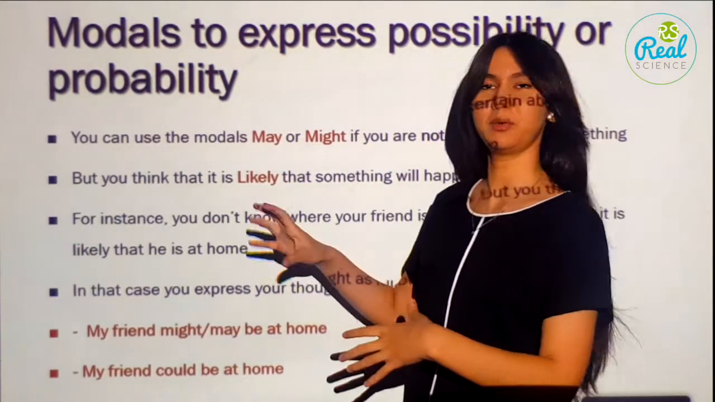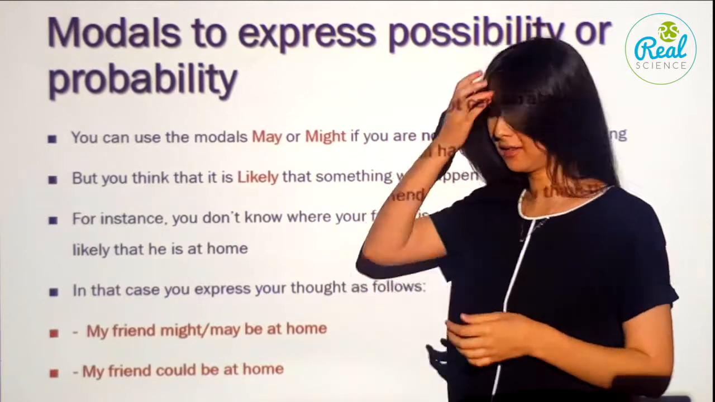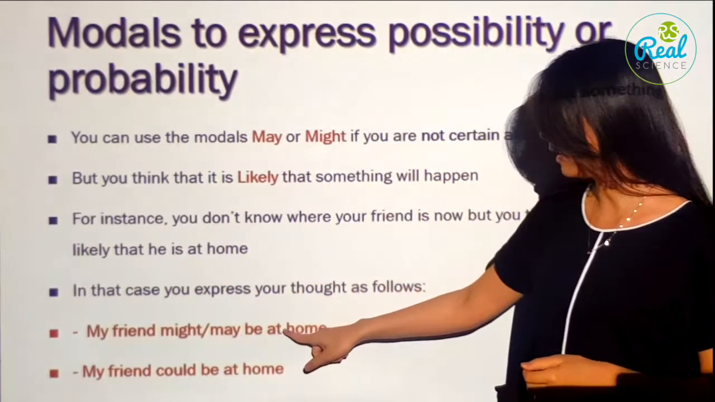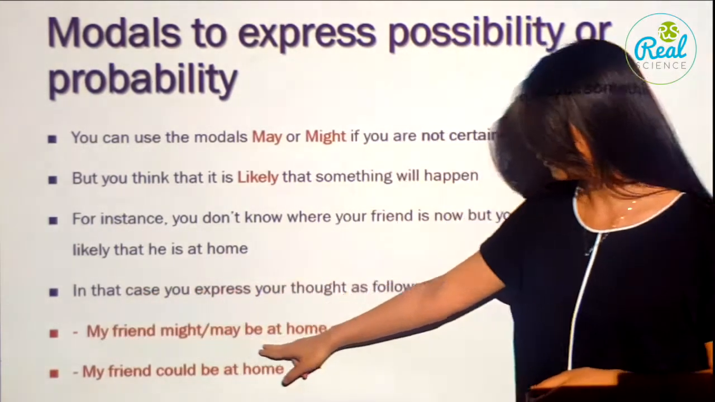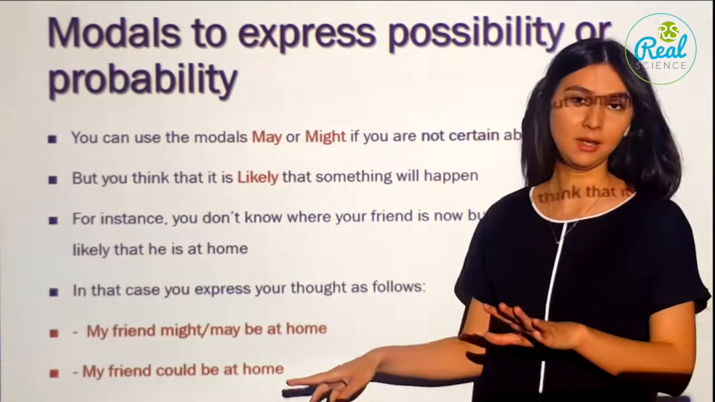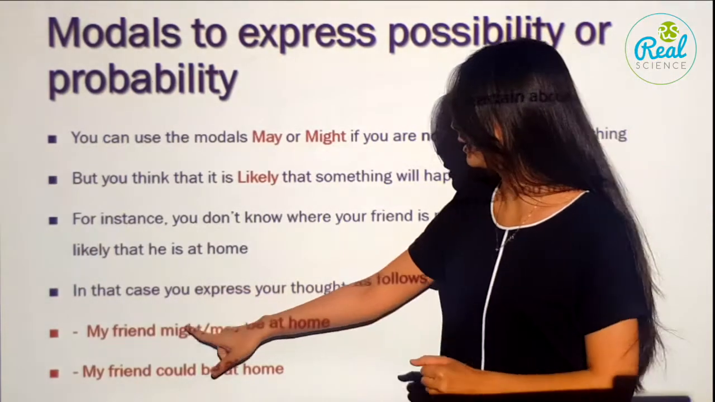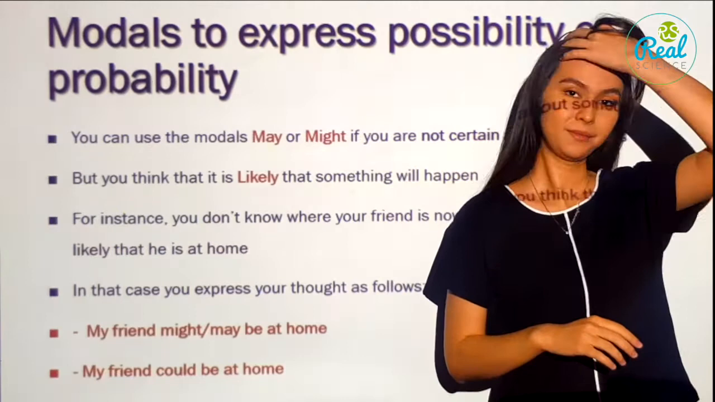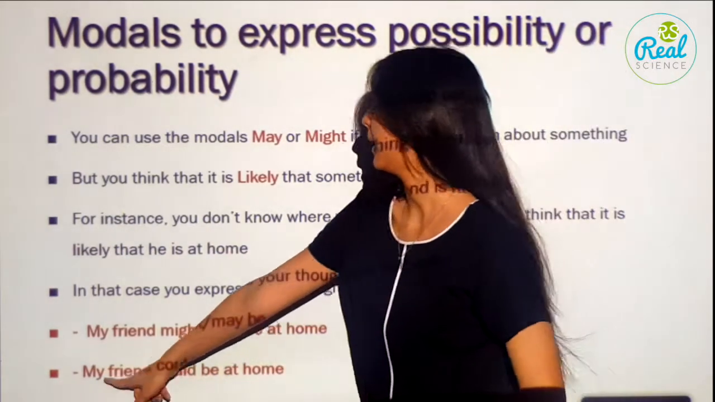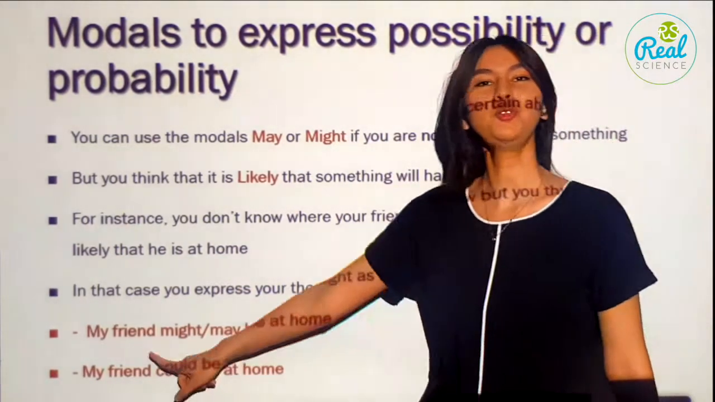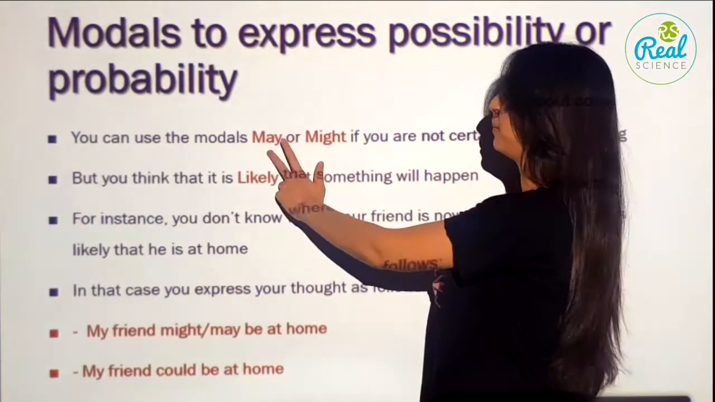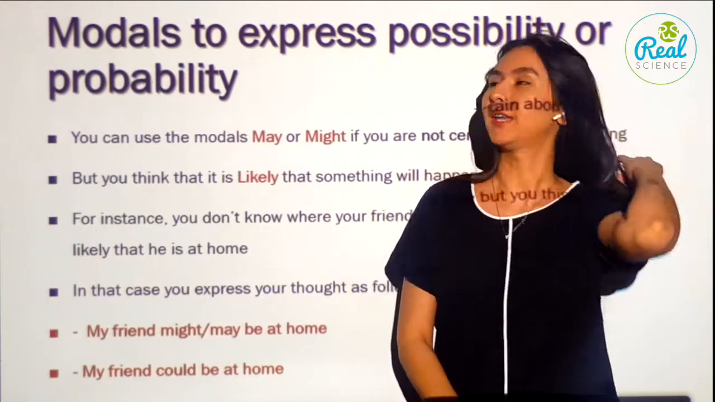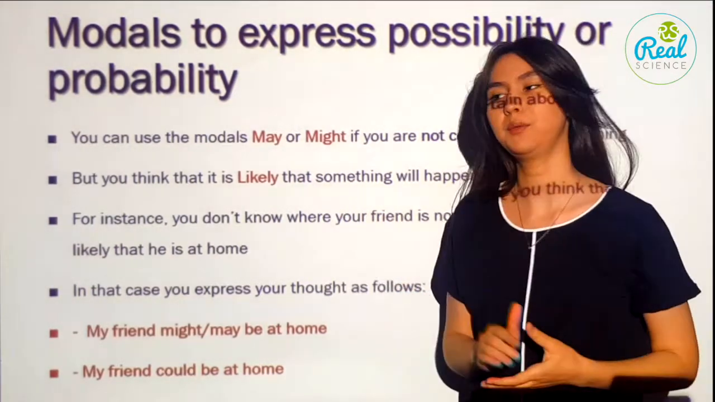Now let's express this situation by using these modal verbs. My friend might or may be at home. Here you are 50-50% sure that your friend is at home, and that's why you use might or may be. Next one: my friend could be at home. So could be is also possible. Instead of may or might, you can also use could. Here you are 50-50% sure.